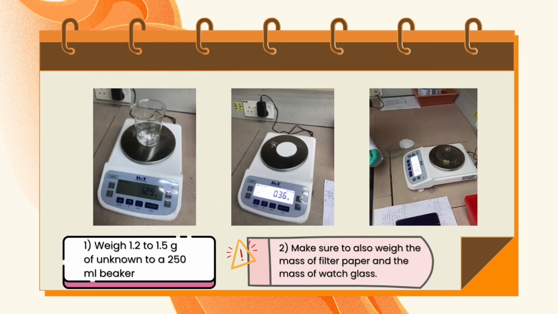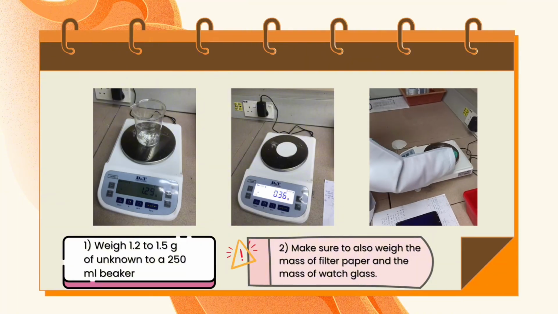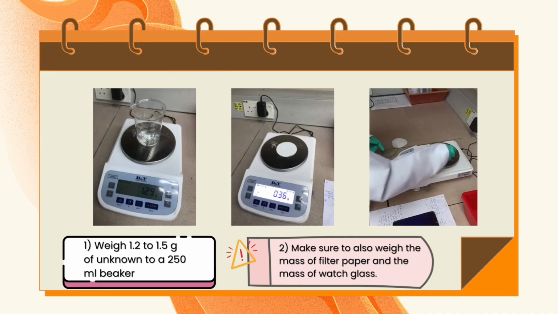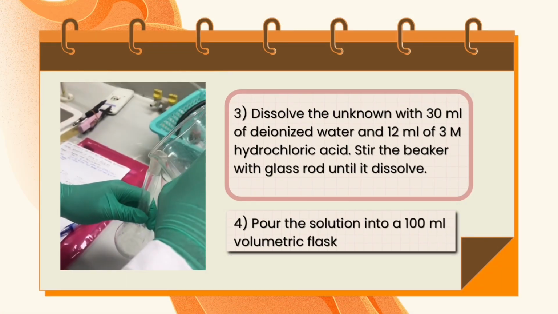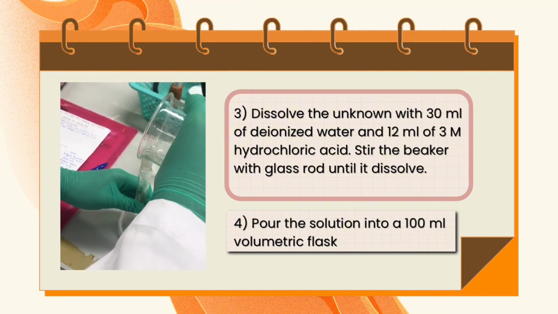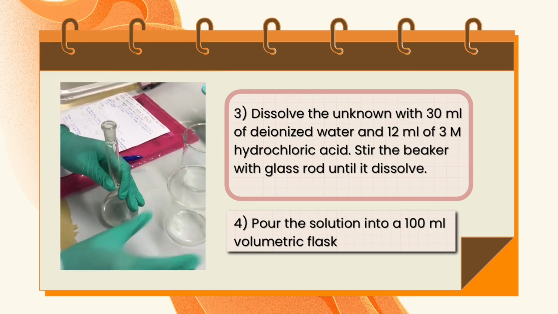Moving on to our procedure, we started by preparing our samples. We weighed roughly 1.2 to 1.5 grams of the unknown solid. We also made sure to weigh the mass of filter paper and the mass of watch glass. Then, we dissolved them in a beaker using deionized water and 3 molar hydrochloric acid. Once dissolved, we quantitatively transferred this solution into a 100 ml volumetric flask and diluted it to the calibration mark.